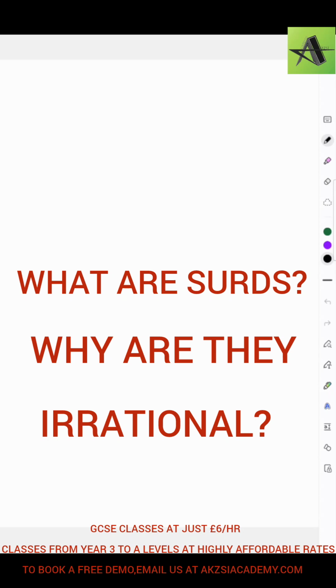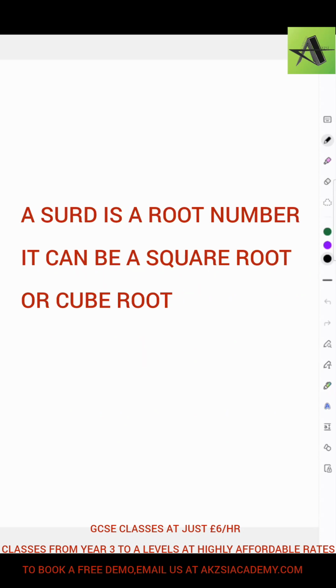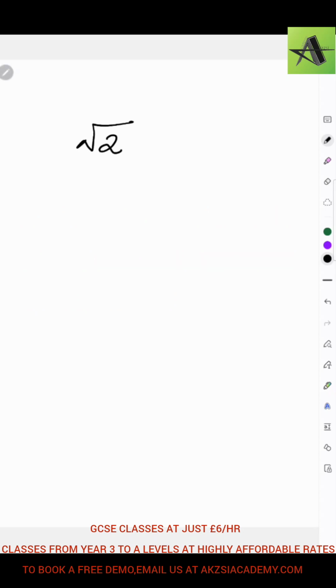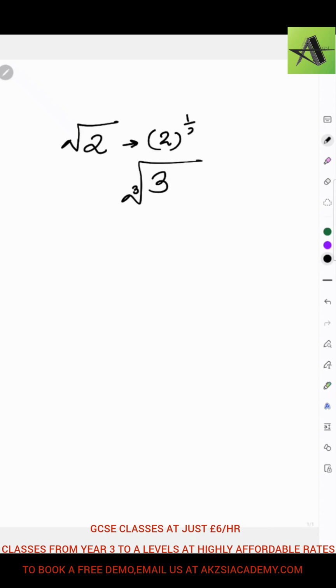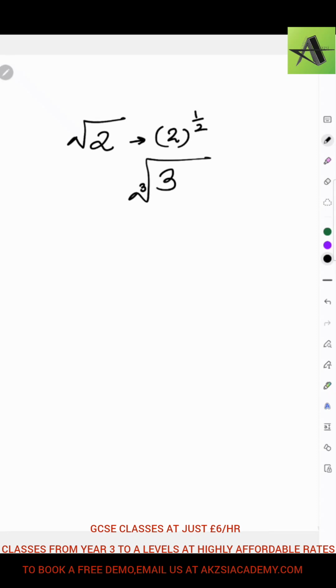A surd is a root number. It can be a square root, a cube root, etc. If I'm writing root 2, that's the square root of 2, or the cube root of 3 here. Another way of understanding it is that root 2 is actually 2 to the power of half. These are fractional powers. So the cube root of 3 is 3 to the power of 1 by 3, and root 5 is 5 to the power of 1 by 2.